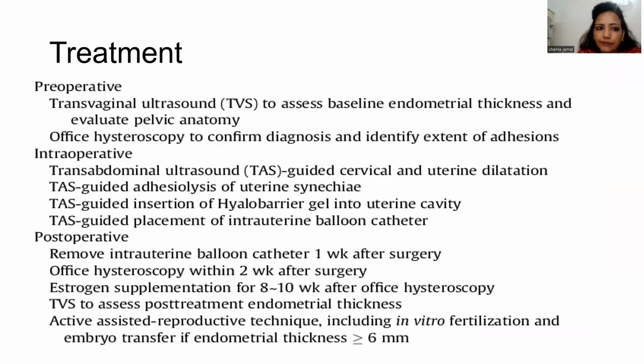Treatment is, first you have to evaluate history, then do an examination, then use office hysteroscopy to confirm the diagnosis and identify the extent of adhesions. Operatively, you can do cervical and uterine dilatation, adhesiolysis of uterine synechiae. Sometimes you may put hyaluronic barrier gel into the uterine cavity. Sometimes you place an intrauterine balloon catheter, which I normally put.